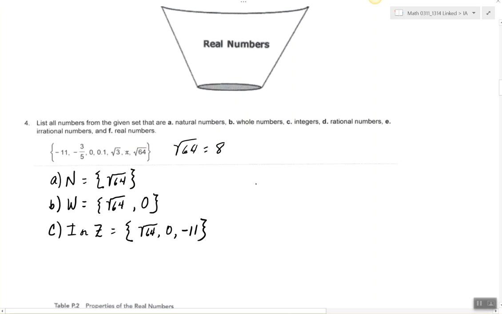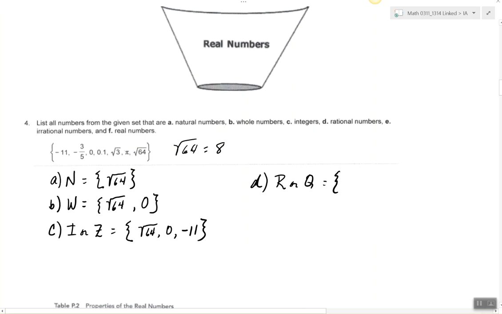Then D is the set of rational numbers. Okay, and I'm calling them the rational numbers. Sometimes those are called Q. Q for quotient.